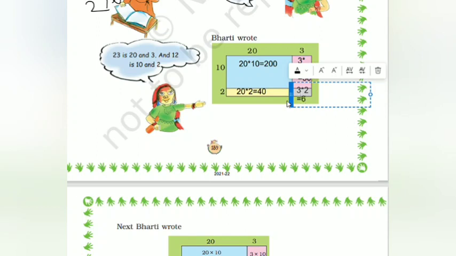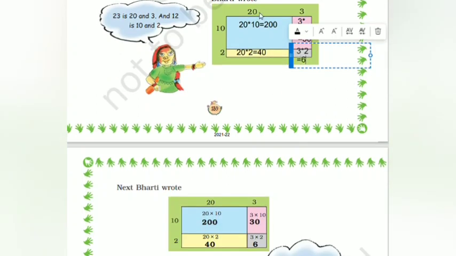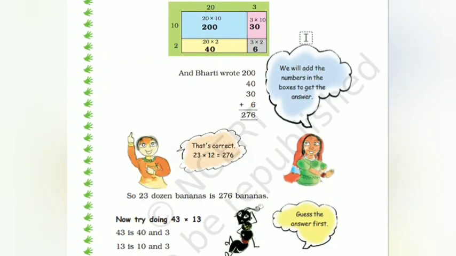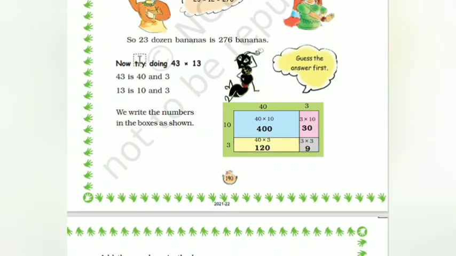Likewise we can do. Okay, have you understood that? 20 multiplied by 10, we get 200. 3 multiplied by 10, we get 30. 2 multiplied by 20, 40. 2 multiplied by 3, 6. Okay, this is the way that Bharati did that work. You can also follow this. 23 dozen bananas is 276 bananas.